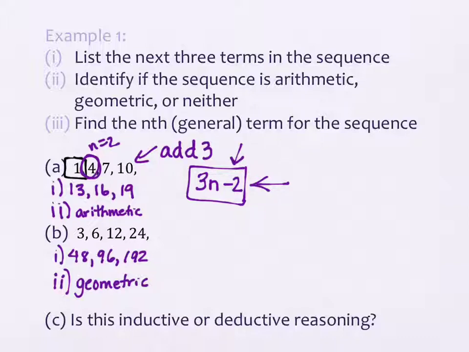So let's figure out how we find a general term for a geometric sequence. So this sequence, you told me, is multiply by 2. Again and again and again. Times 2, times 2, times 2. You're going to multiply by 2 like 16 times or whatever, right?